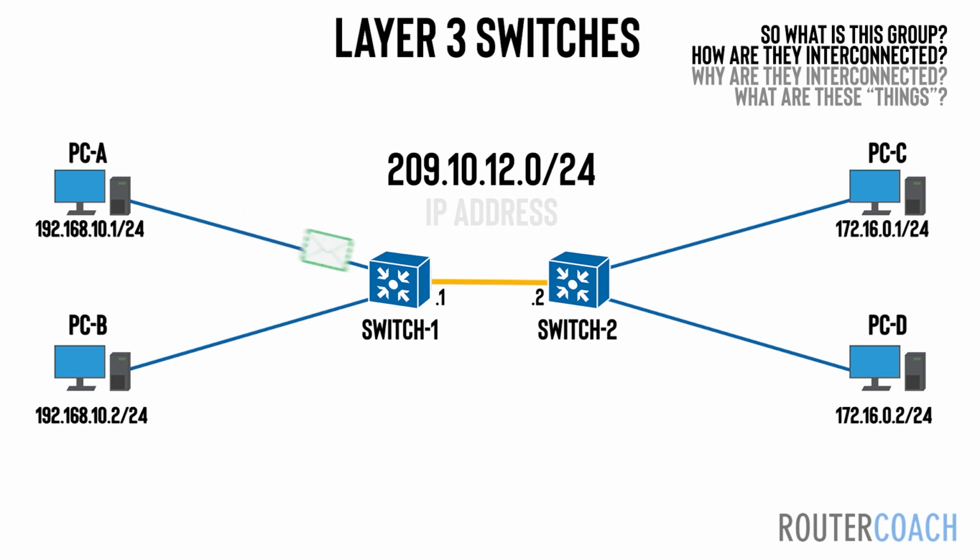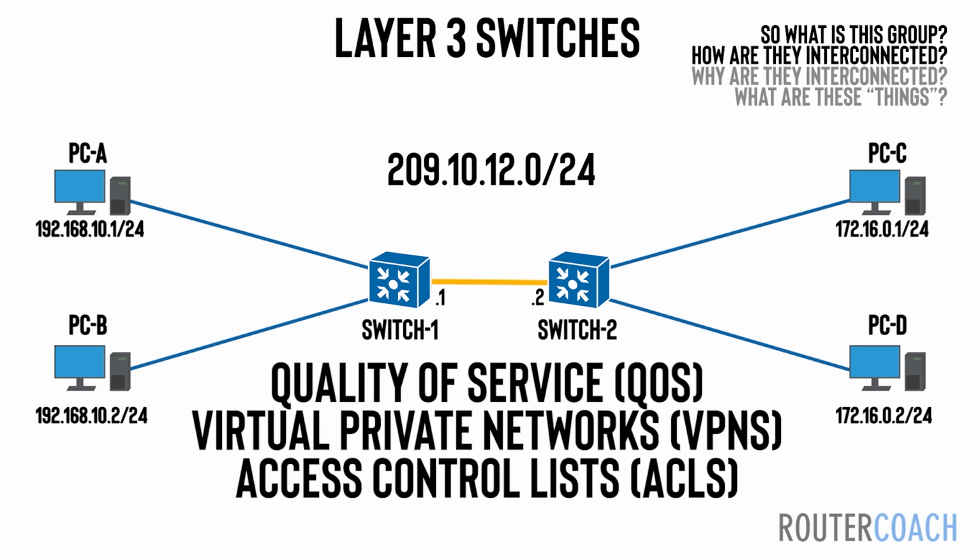When a data packet arrives at a Layer 3 switch, the switch looks up the destination IP address in its routing table and forwards the packet out of the appropriate interface. Layer 3 switches support features such as quality of service (QoS), virtual private networks (VPNs), and access control lists (ACLs).